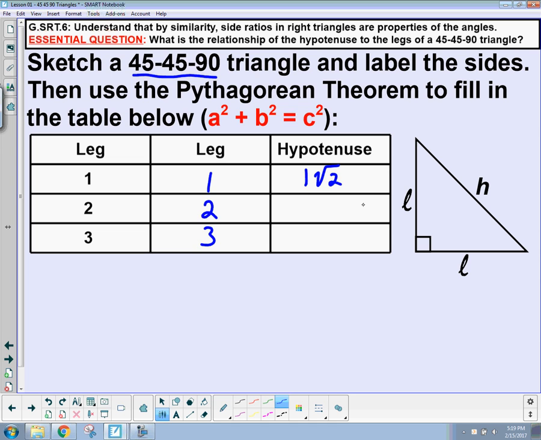2, root 2, skadoosh. 3, root 3. Keep it simple. Holy moly, I put a 3 there. What is wrong with me? I said keep it simple. What's wrong with it? There you go.